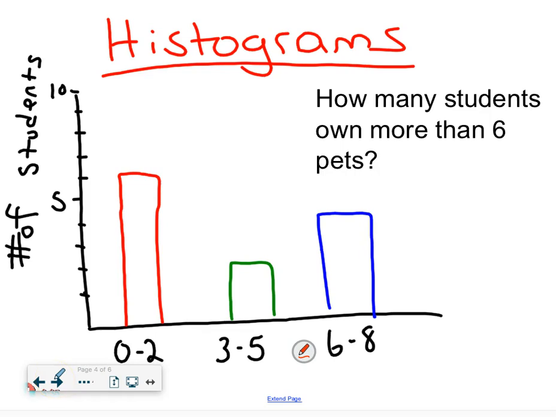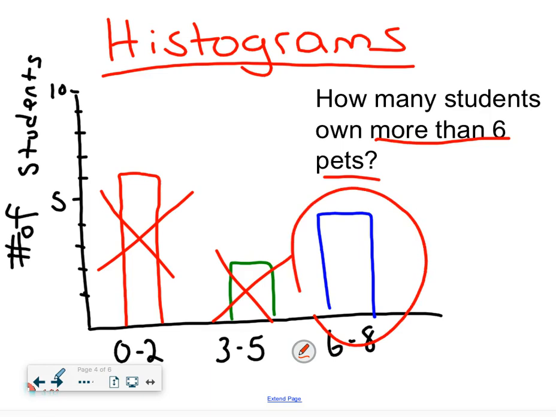Okay? Next one, how many students own more than 6 pets? I want you to pause and solve that problem. Pause, solve. Okay, so more than 6 pets. In order to figure that out, I'm going to look at our bars. This one is 0 to 2, so I do not need that one. 3 to 5 is not more than 6, so I'm going to look at this one, 6 to 8. Those will all be more than 6, and there are 4 there, so the answer is 4.